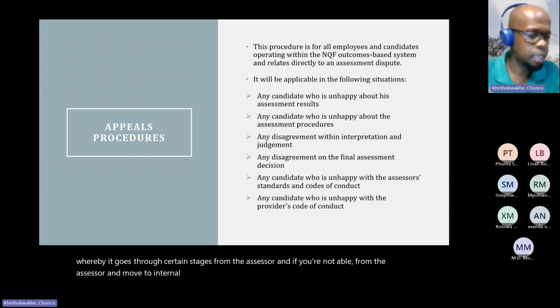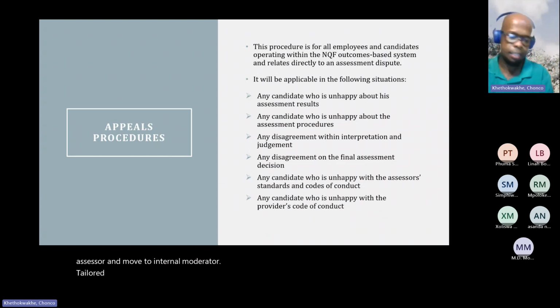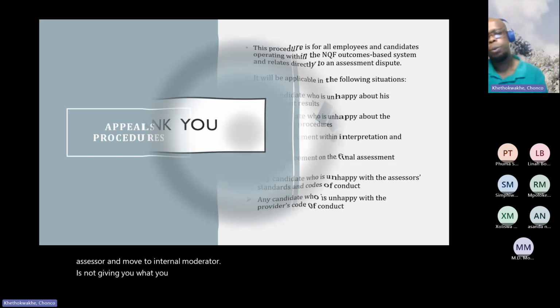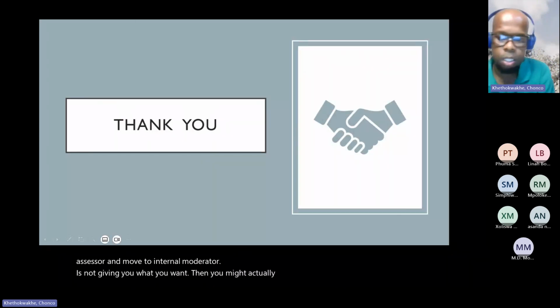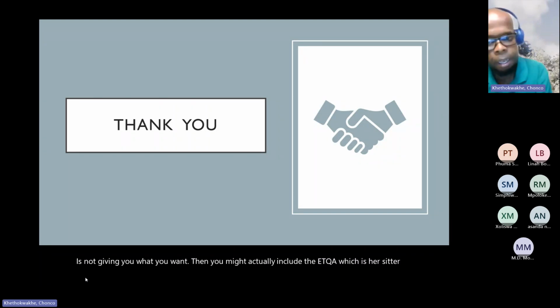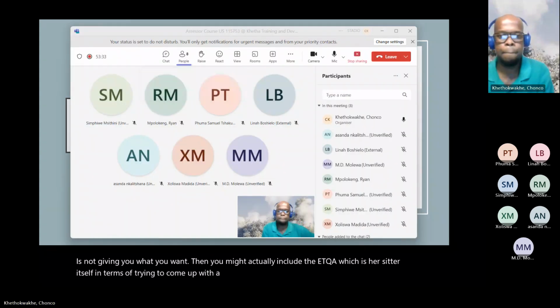If the internal moderator is not giving you what you want, then you might actually include the EQA itself, in terms of trying to come up with a solution to a problem. So that is the detailed part of giving feedback, trying to understand when and how and the right way to conduct feedback and all that. So that is what feedback is about.